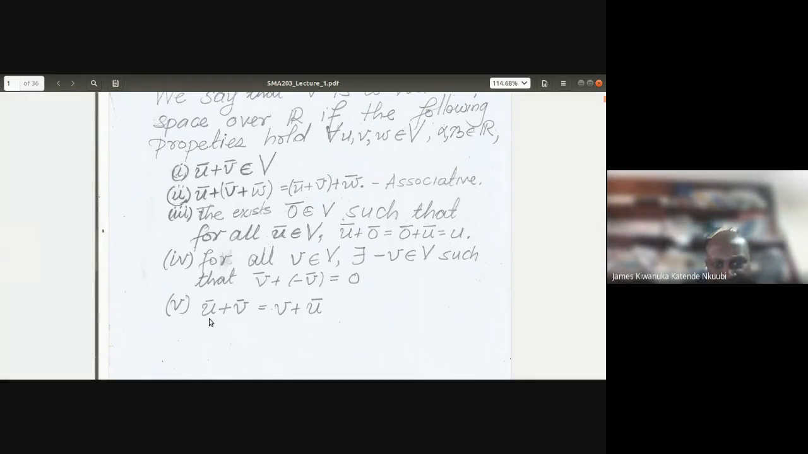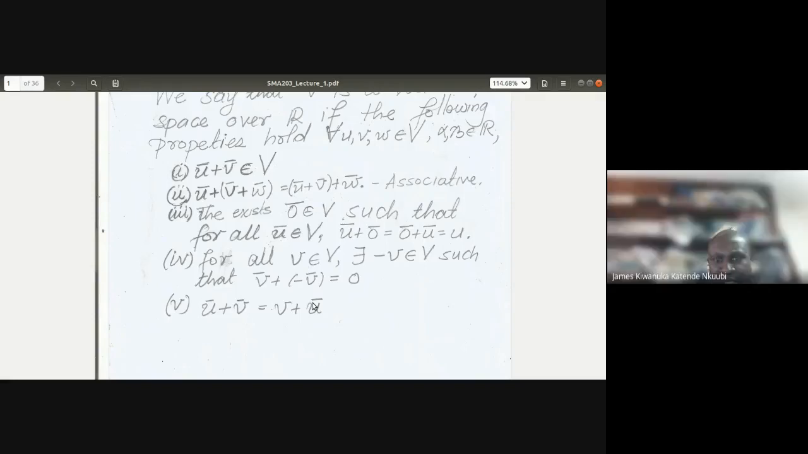The fifth property says that the order in which you add the two vectors does not matter, so that bar u plus bar v will be exactly the same as bar v plus bar u. And here we say that vector addition is commutative. So that's the commutative property of vector addition.